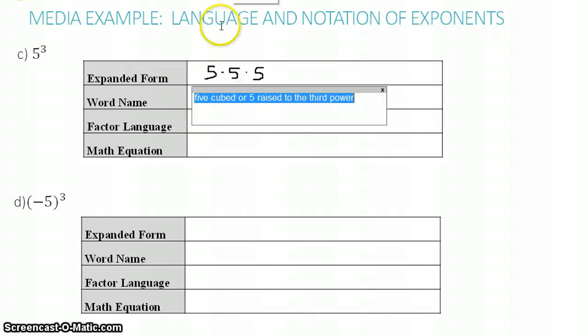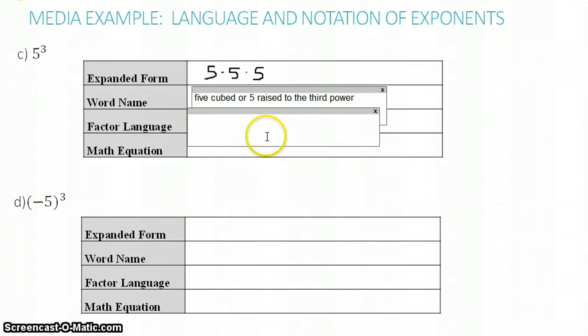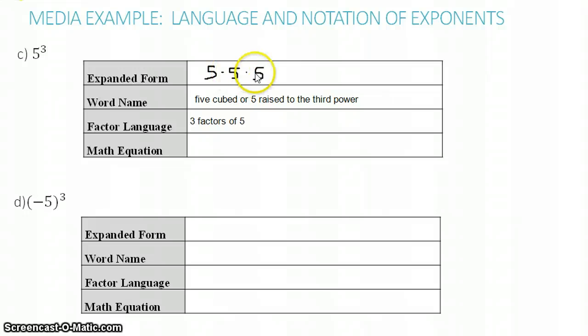In factor language, we would write 3 factors of 5. So we're multiplying 5 by itself 3 times. We have 3 factors of 5. And our math equation is that 5 to the third power, well, 5 times 5 is 25, and if we multiply by 5 again, you can check this using multiplication algorithms or your calculator, would give us 125.